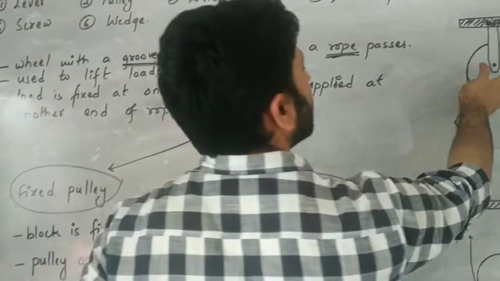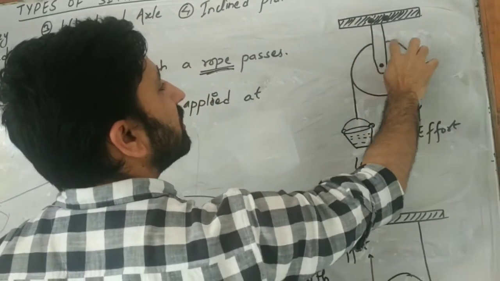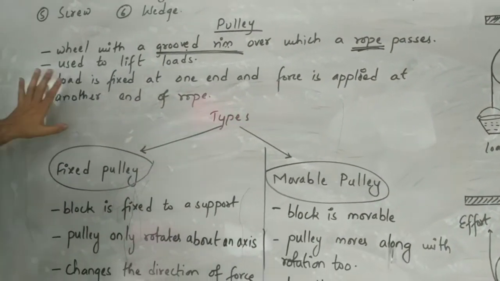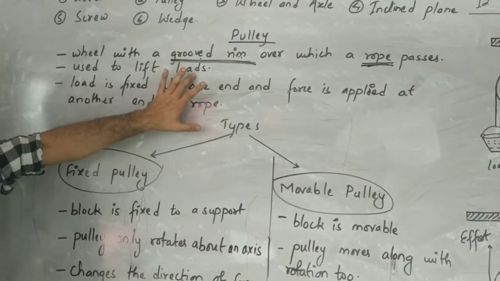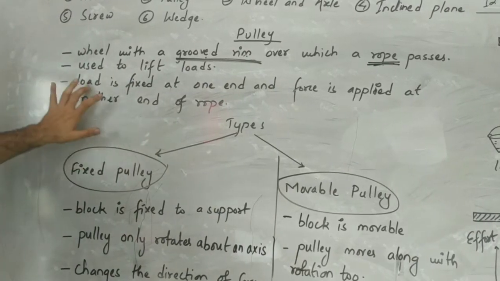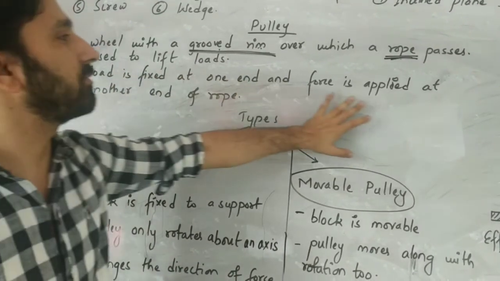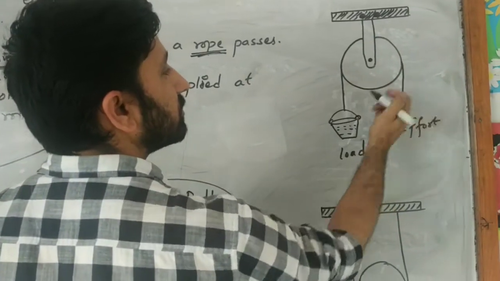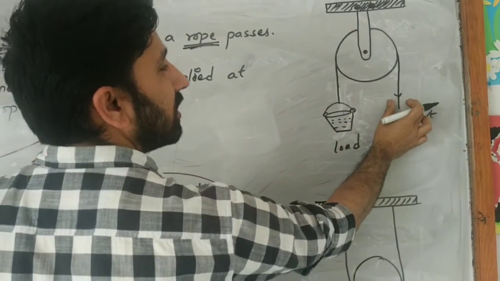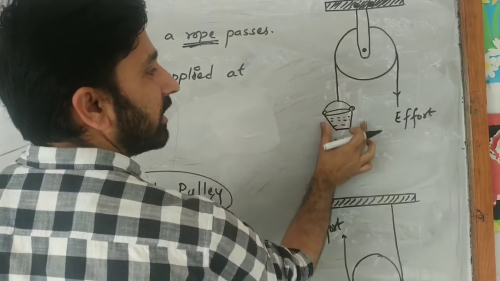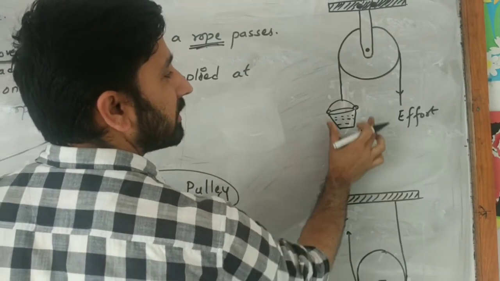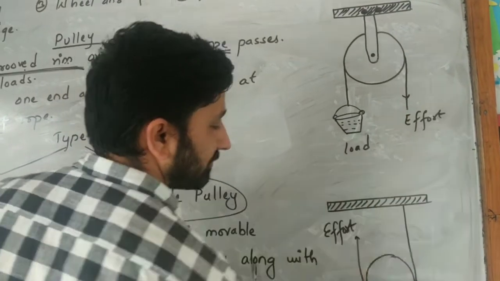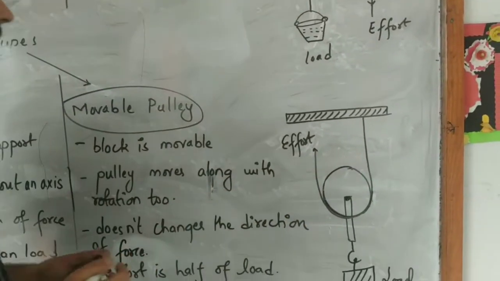You can see here a rope is passing, and in this wheel there is a grooved rim, used to lift loads. And here the load is fixed at one end and force is applied at the other end of the rope. If this is a rope, the rope consists of two ends, one end and another end. Look here, the load is fixed to one end and effort is applied to the other end.